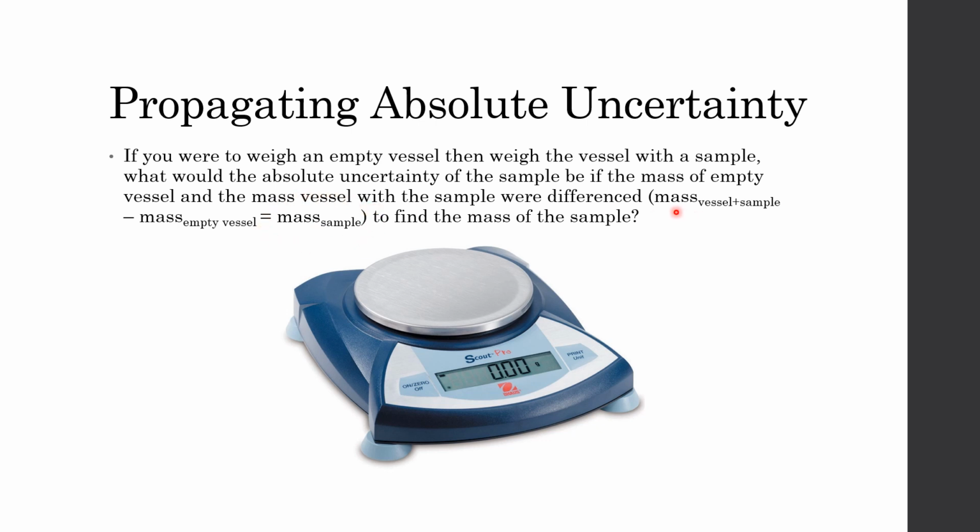That means that this first mass measurement with the vessel and the sample has an uncertainty of 0.01 grams associated with it, and this mass of the empty vessel also has an uncertainty of 0.01 grams associated with it. Now, just because we're subtracting these two mass values does not mean that we subtract the uncertainties. They don't cancel out. They don't go away. They only compound. We are adding up the two uncertainties, which means that the mass of the sample that we get at the end is going to have an uncertainty of 0.02 grams associated with it.